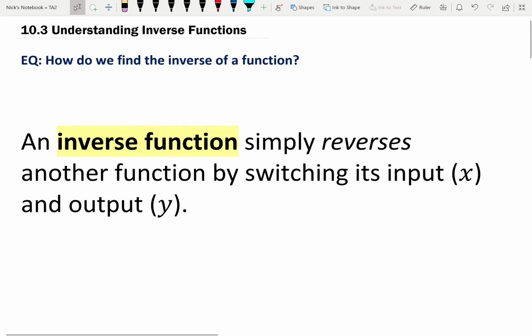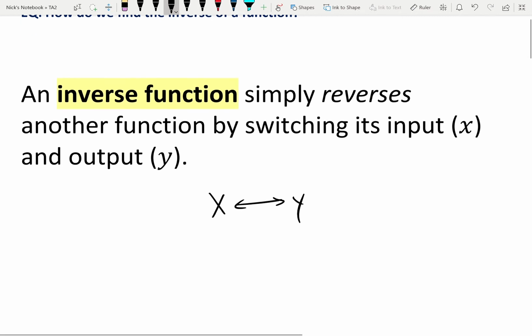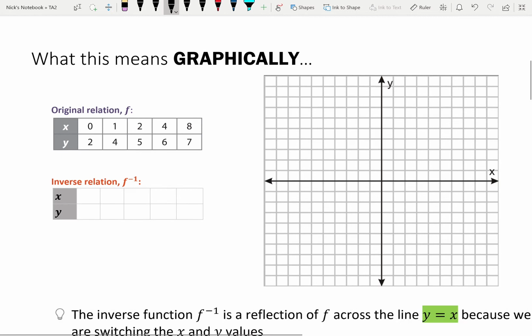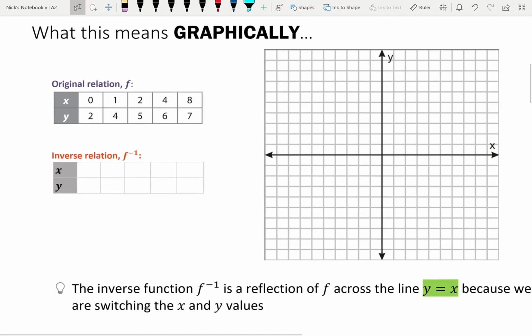Okay, in this video we're going to talk about how to find the inverse of a function. An inverse function simply reverses another function by switching its input x and its output y. So really, all it does is it takes an x and y and just switches them. We're going to take a look at what that means both graphically and algebraically. So first we're going to focus on the graphical interpretation of what this means.